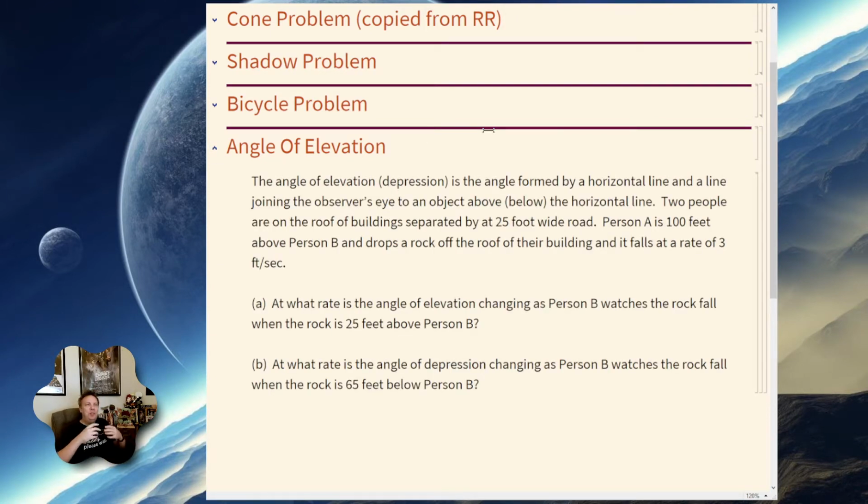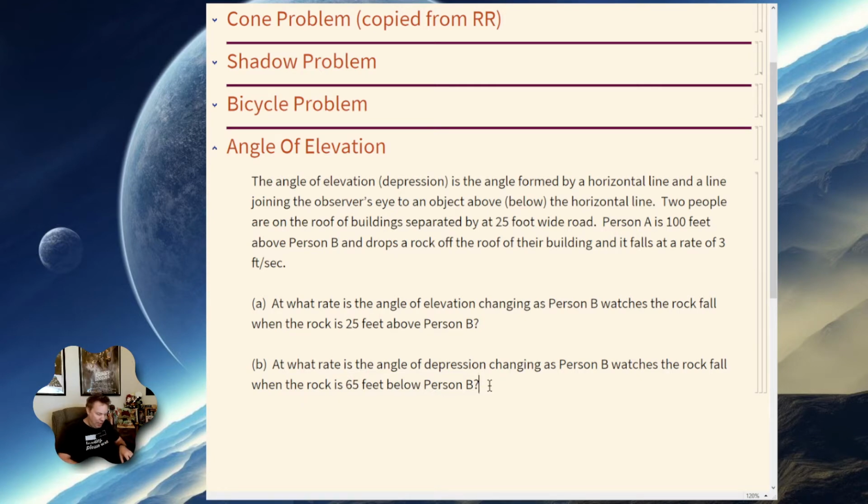I have two people on the roofs of buildings that are separated by a road that's 25 feet wide. One person is 100 feet above the other, and the person above is going to drop a rock. The person below is going to look at the rock as it comes down, and we're going to measure how fast the angle between their eyesight and the horizontal is changing. We're going to do this in two different scenarios: one where the rock is 25 feet above person B, and the other where the rock is 65 feet below person B.